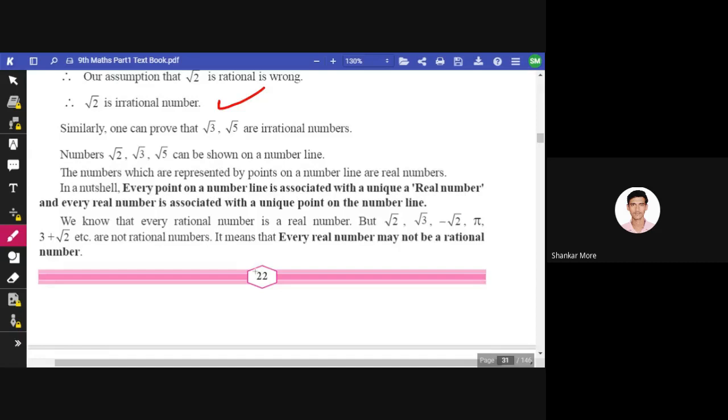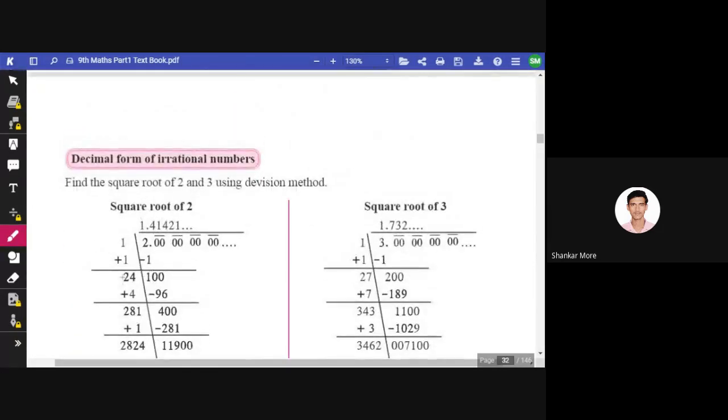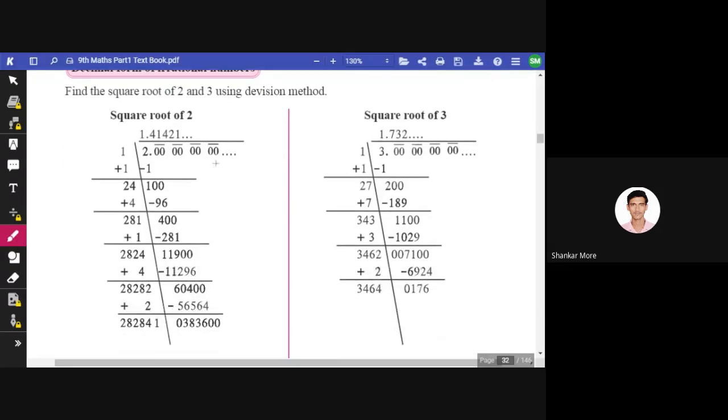Fine, good. So we know that every rational number is a real number, but square root of 2, square root of 3, minus square root of 2, pi, 3 plus root 2, etc. are not rational numbers. It means that every real number may not be a rational number, that we already know. Now, decimal form of rational and irrational numbers. If we have a question like find the square root of 2 and 3 using the division method, we have to find the square root of 2 in its decimal form. In symbols we can write it like this. So this is the value of square root of 2, but how do we find it?